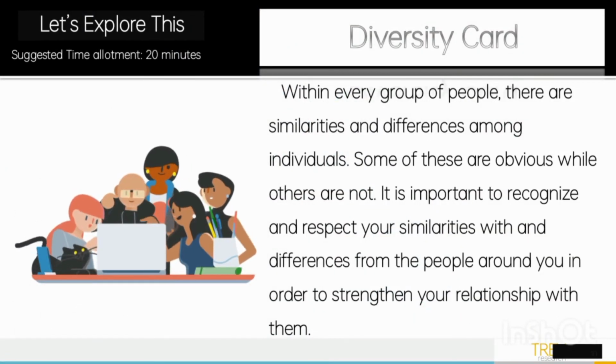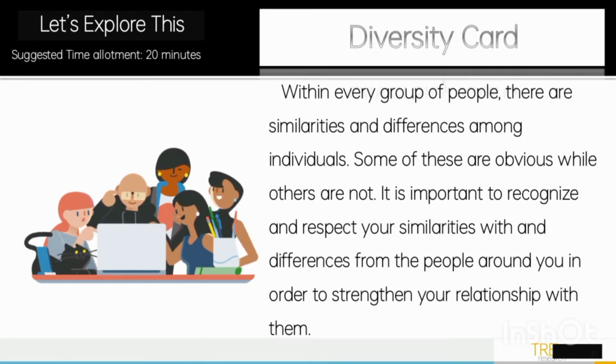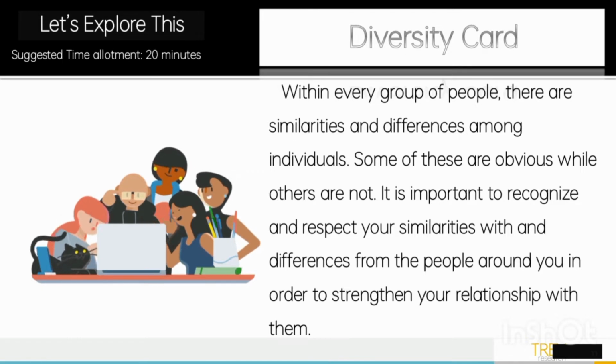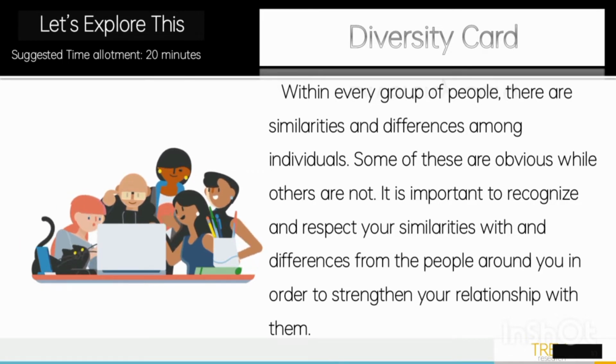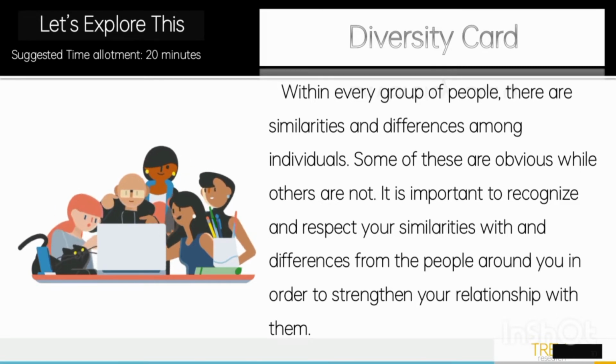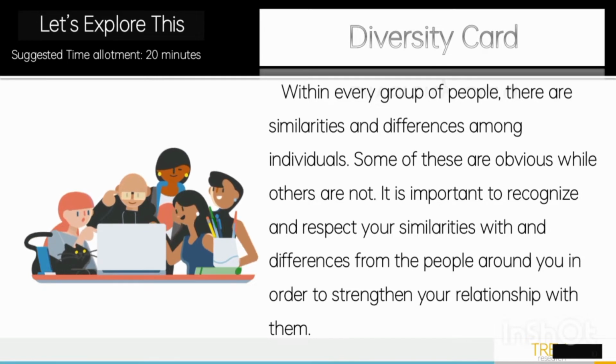So let's proceed to Let's Explore This, entitled Diversity Card. Within every group of people, there are similarities and differences among individuals. Some of these are obvious while others are not. It is important to recognize and respect your similarities with and differences from the people around you in order to strengthen your relationship with them.